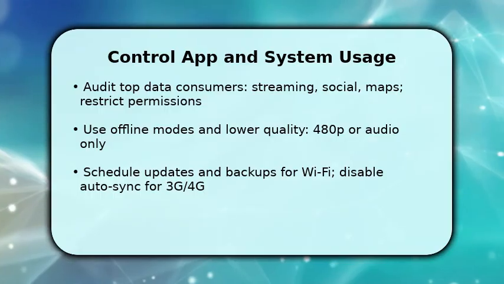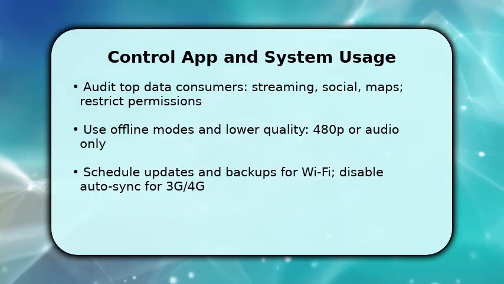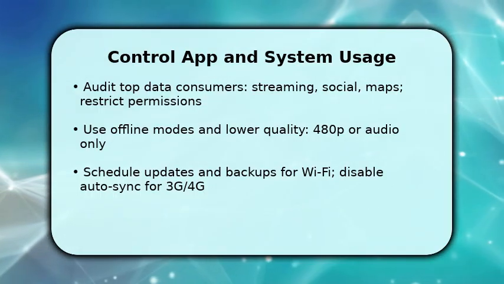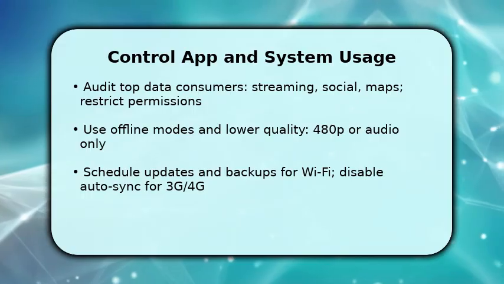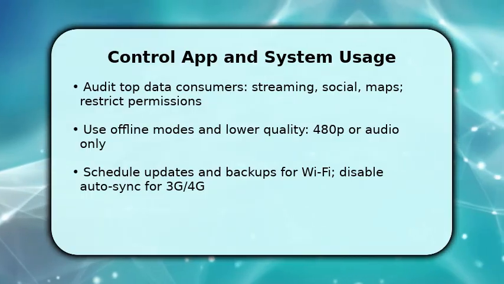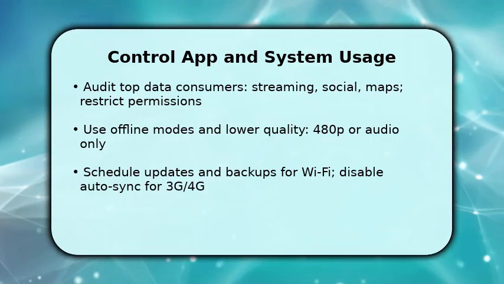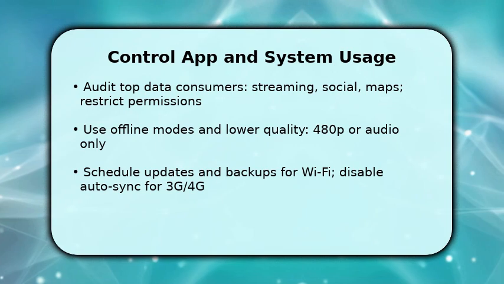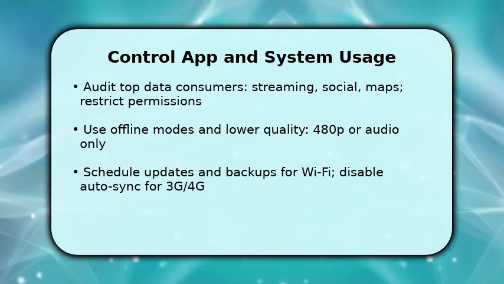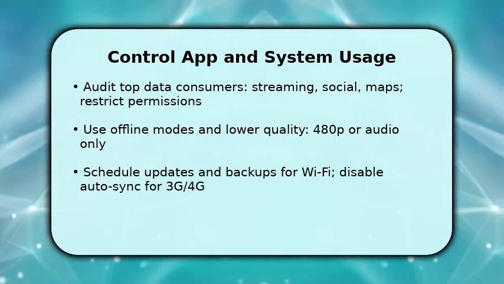Then switch apps to offline modes, download content on Wi-Fi, and reduce media quality to 480p or audio only for podcasts. Make sure system updates, app updates, and cloud backups are scheduled for Wi-Fi only. Also disable auto sync for email and large accounts on cellular. Instead, fetch manually when you need fresh data.